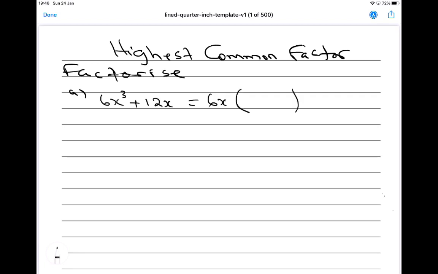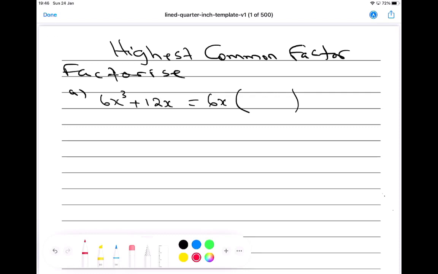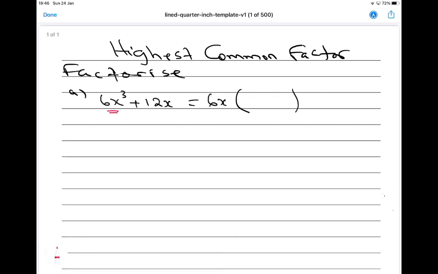Then we draw our brackets like that. Now to get the other factor, we need to take each term of our expression and divide it by the highest common factor, which is 6x. So we need to take 6x cubed and divide it by 6x. And that will give us an answer of x squared. So in there we have x squared. The idea is when you multiply 6x by x squared, you should go back to 6x cubed. Right, then do the same thing. The 12x here should be divided by the 6x that you see there. And dividing that will give you 2. And so that will be our answer.